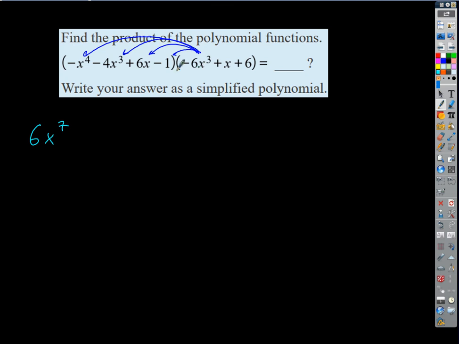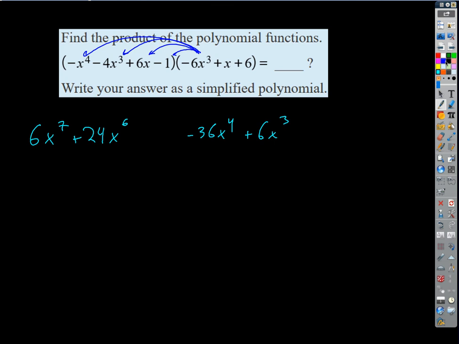If I distribute the negative 6x cubed to the negative plus 24x to the 6th, negative 36x to the 4th. So I got to skip a column, right? So I'm going to skip a column, and I'm going to get minus 36x to the 4th. Then what? 6x to the 3rd.